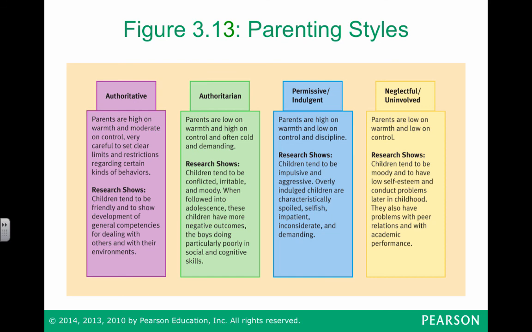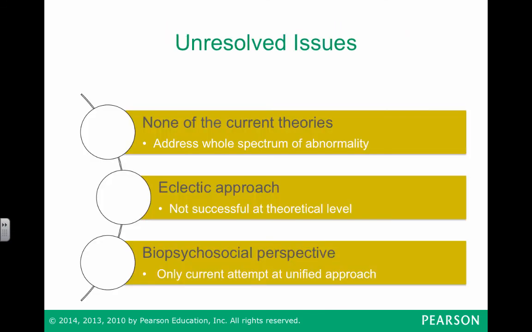They are high on warmth and low on control and discipline. And research shows that these children tend to be impulsive and aggressive. Overly indulged children are characteristically spoiled, selfish, impatient, inconsiderate, and demanding. Neglectful and uninvolved is the fourth parenting style. These parents are low on warmth and low on control. Children raised by this type of parenting style tend to be moody and to have low self-esteem and conduct problems later in childhood. They also have problems with peer relations and with academic performance.